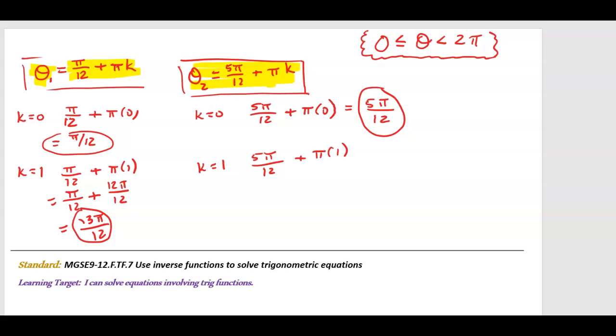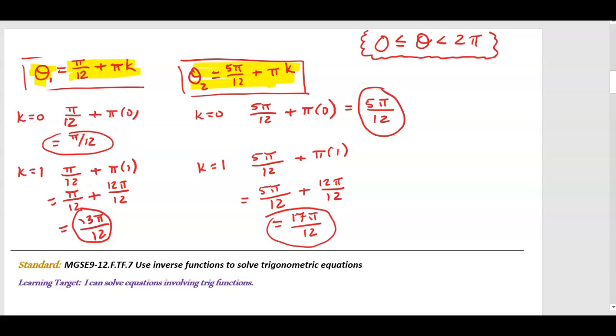5 pi over 12. So now what if k is 1? Same pattern as before. Pi times 1 is pi. So 5 pi over 12 plus, I'm going to rewrite pi as a fraction with 12 in the denominator, 12 pi over 12. So I get 17 pi over 12. Fourth solution. So in this case, two general rules. When k is 0 and 1, I get my solutions. So in this particular case, there are actually 4 distinct solutions between 0 and 2 pi.